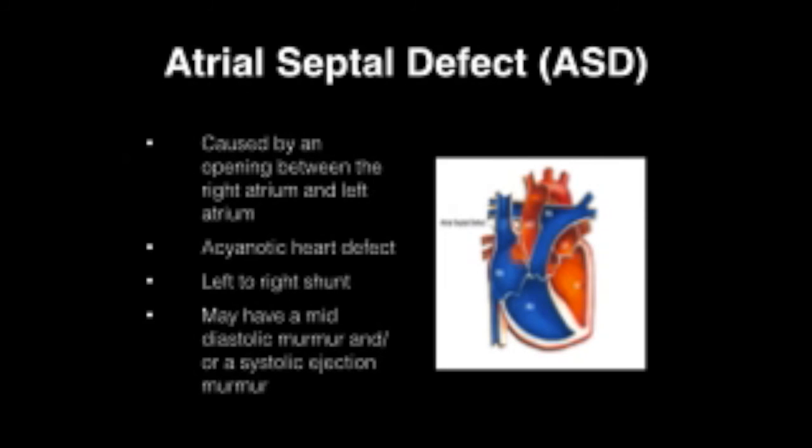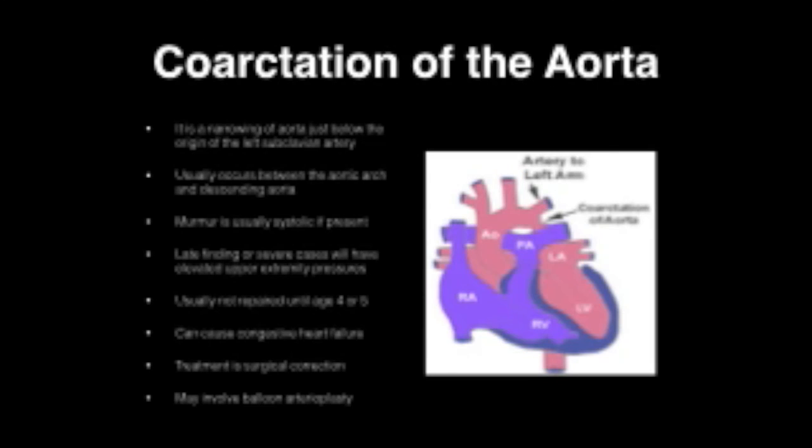The next thing we're going to look at is coarctation of the aorta. I just think of it as a narrowing of the aorta just below the origin of the left subclavian artery.